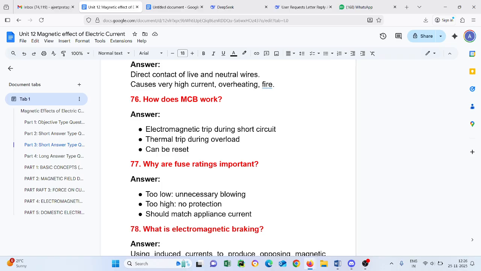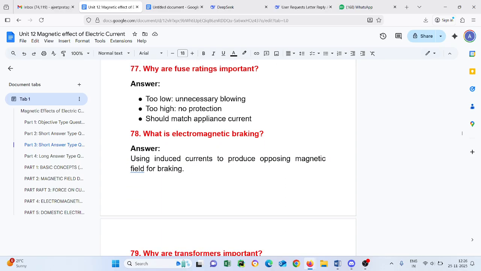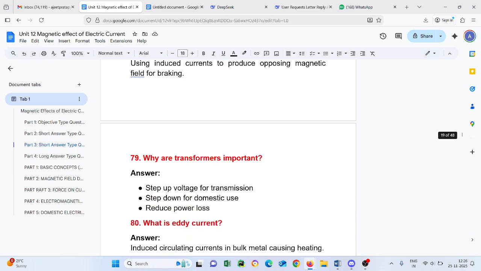What is electromagnetic braking? Using induced current to produce an opposing magnetic field for braking.